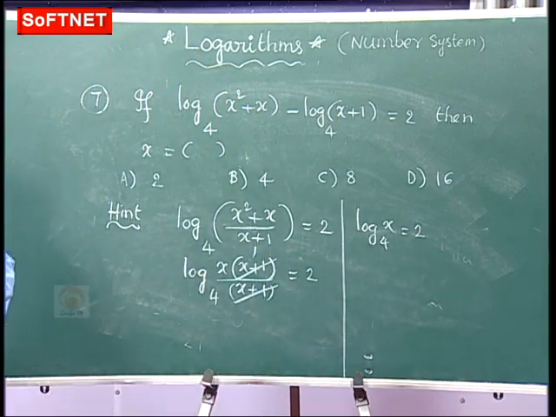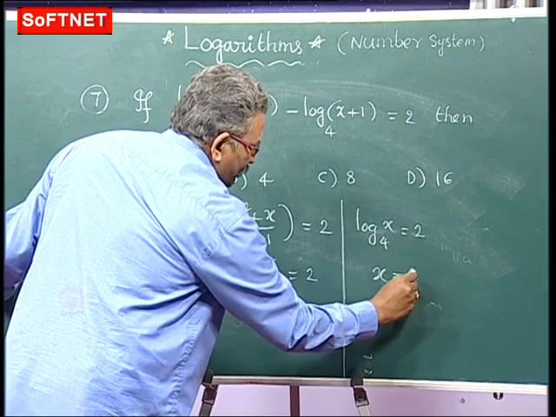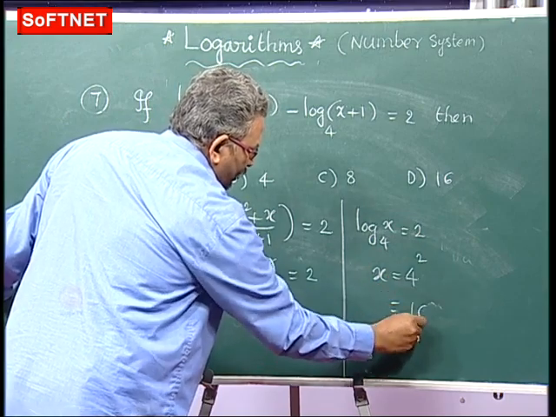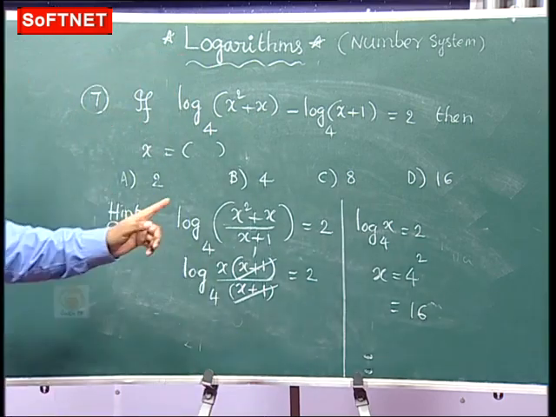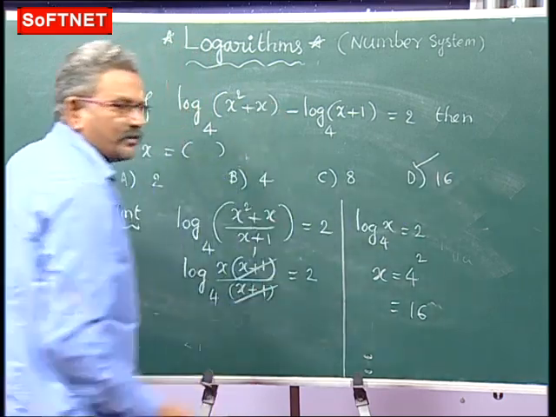Here we have to change the logarithmic form into the exponential form. So that will be our answer. So x is equal to 4 raised to 2, 4 square. We know that is 16. So which is the right option? Yes, D will be the right option.